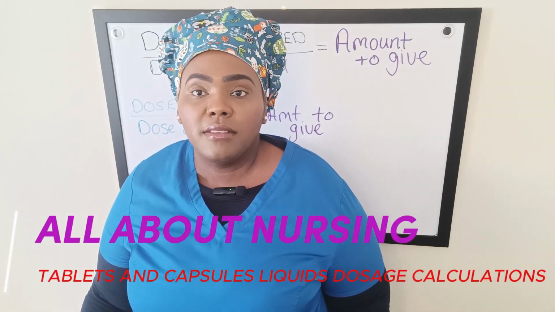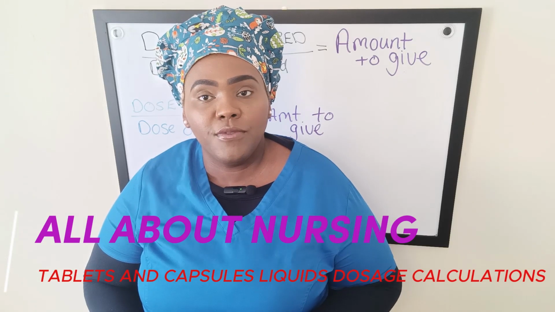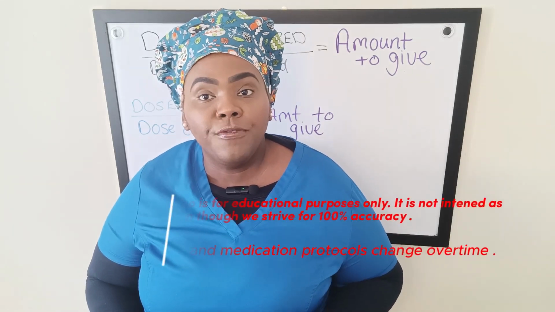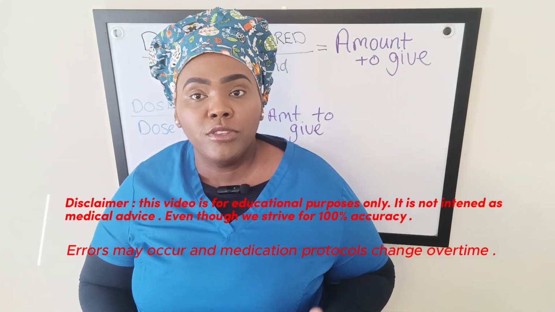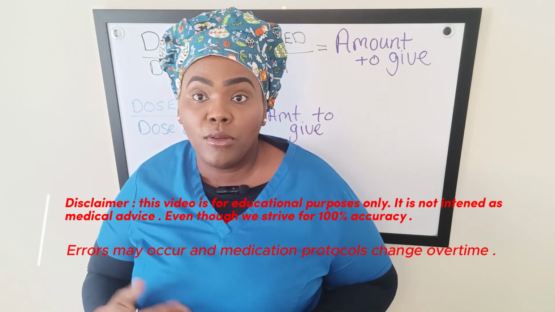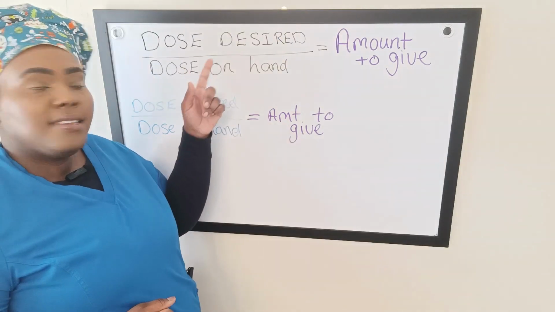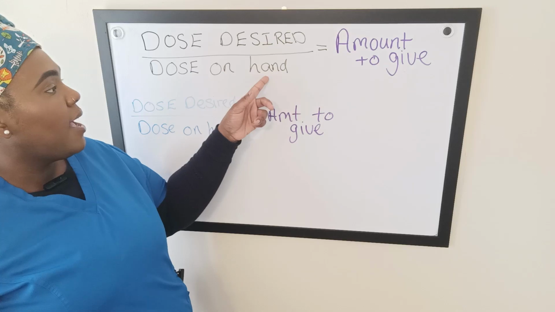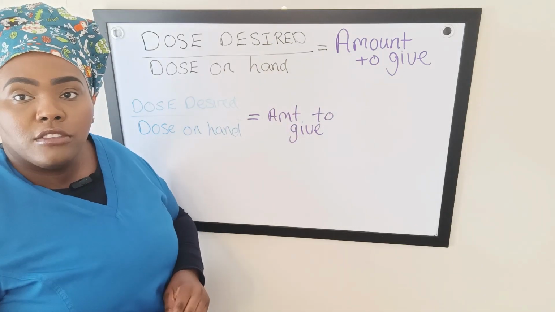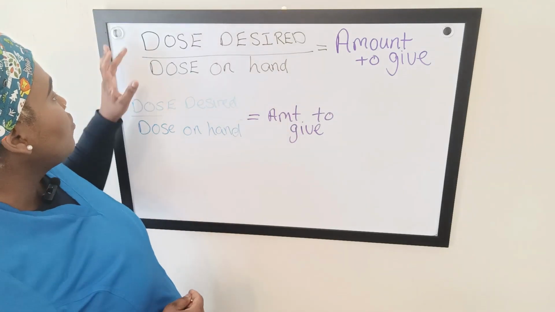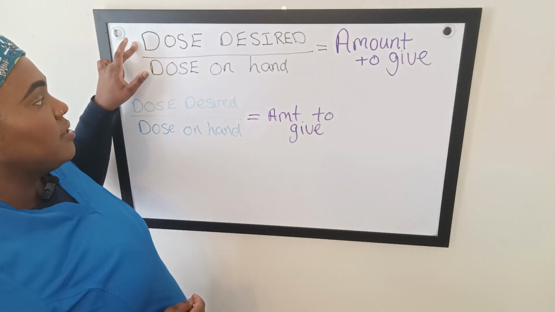Today's topic is drug dosage calculations for oral medication. We're going to do 5 examples and work through them together using the formulas on the board behind me. Dose desired divided by dose on hand equals the amount we give. So you take the dose, which is the ordered dose that is desired.